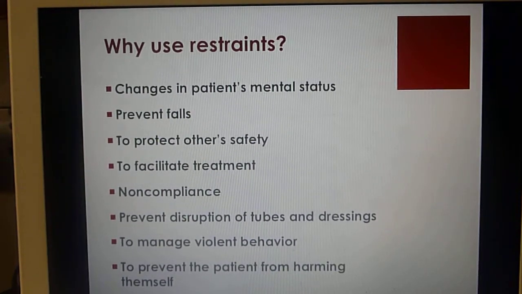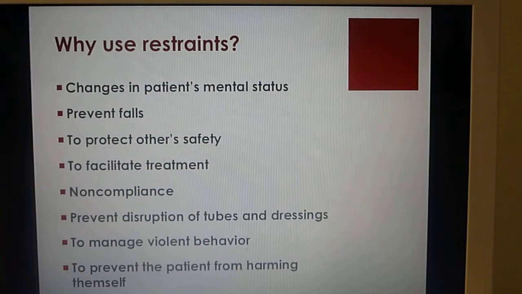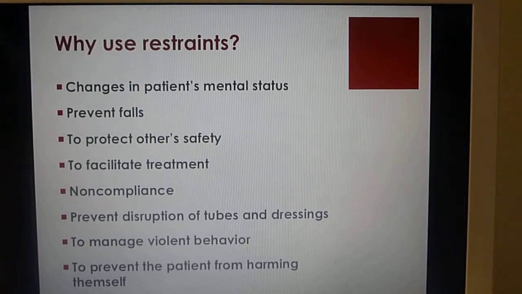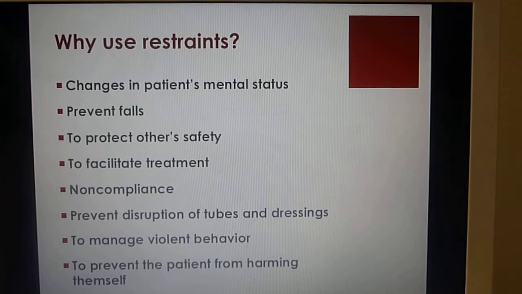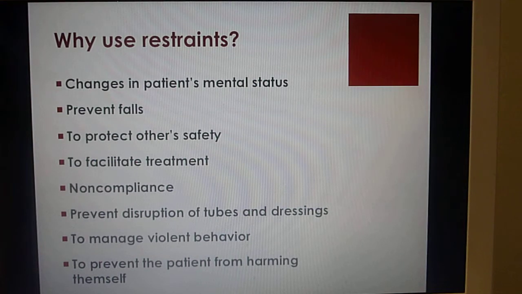So why use restraints? Changes in patient's mental status, to prevent falls, to protect others' safety, to facilitate treatment, non-compliance, to prevent disruption of tubes and dressings, to manage violent behavior, and to prevent the patient from harming themselves.